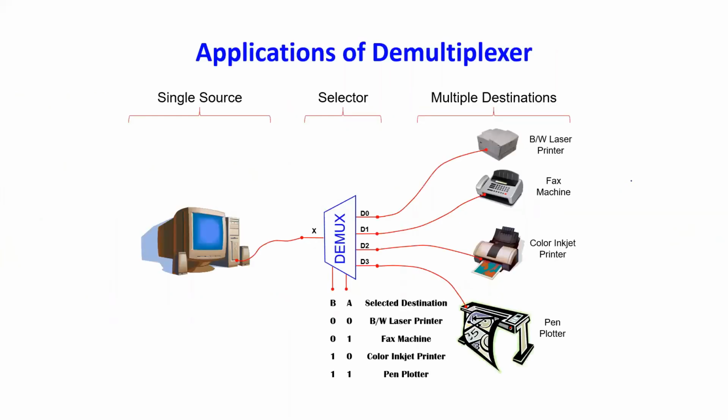You have one computer, and you have a laser printer, fax machine, inkjet printer, pen plotter, so many things. But at a time, a computer can do only one task. So this is your input, this is your selector, and these are your multiple destinations.